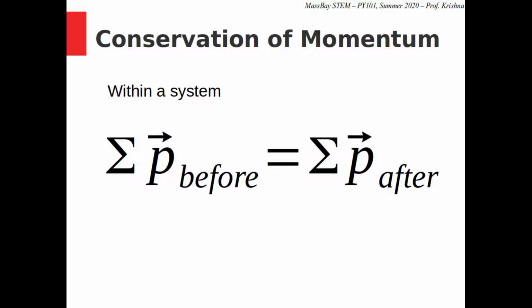Suppose you have a collection of objects. Such a collection is called a system. The law of conservation of momentum says that when two objects in the system collide, their total momentum before the collision equals the total momentum after the collision. Let's apply this.